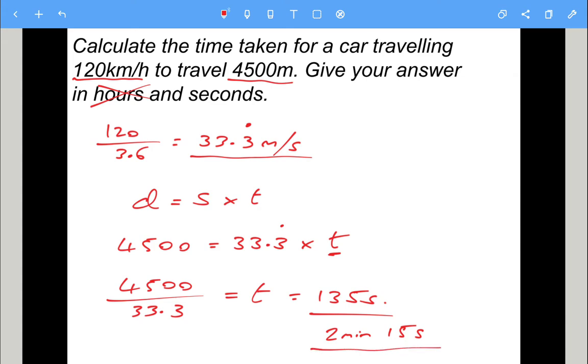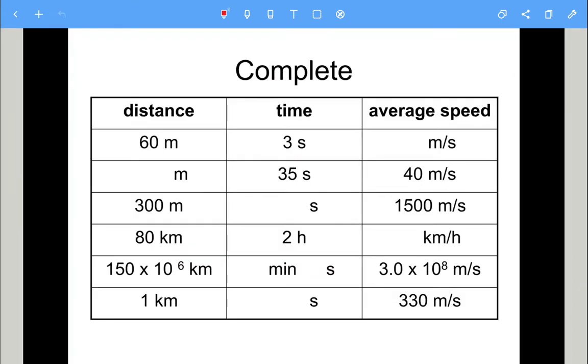Right, let's finish with a table. If you want to do this one, you don't have to draw the table out. You can just treat them as 1, 2, 3, 6 questions. Stick to the units that are given. Okay. And try and complete it. And then I'll take you through the answers.